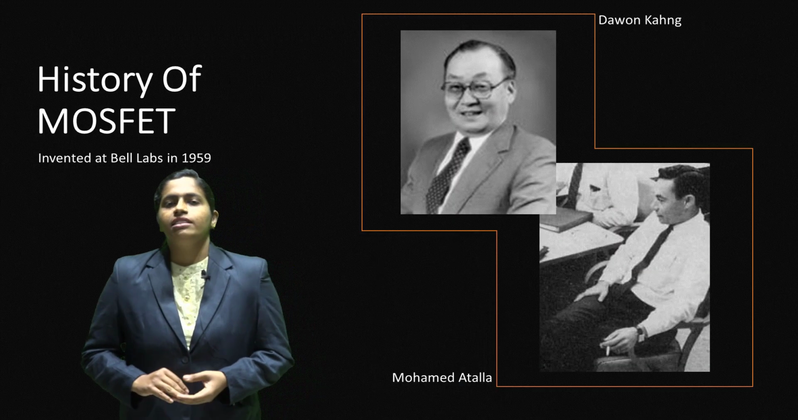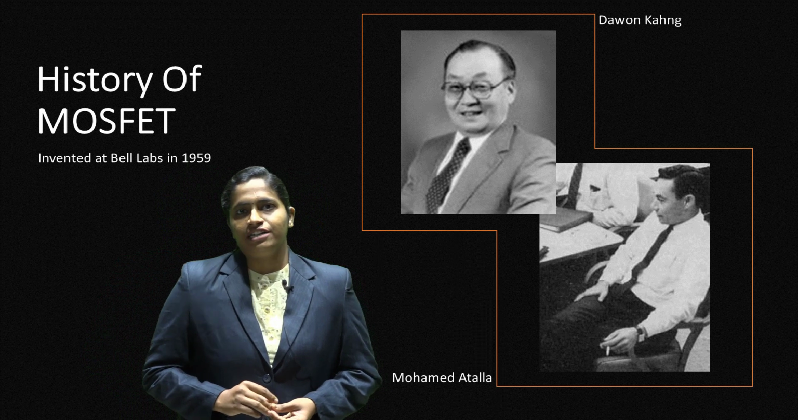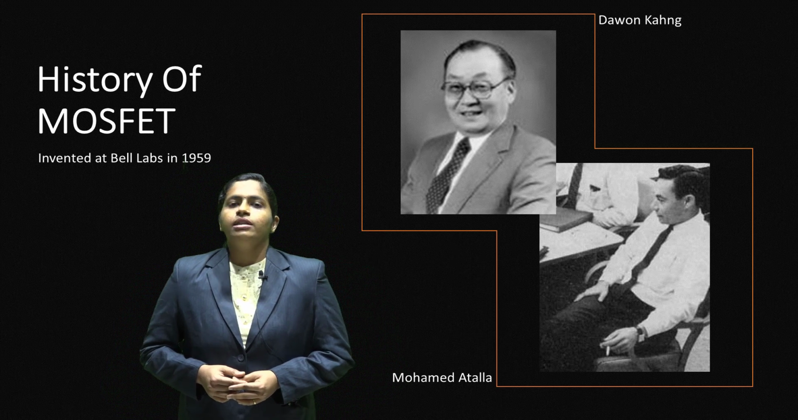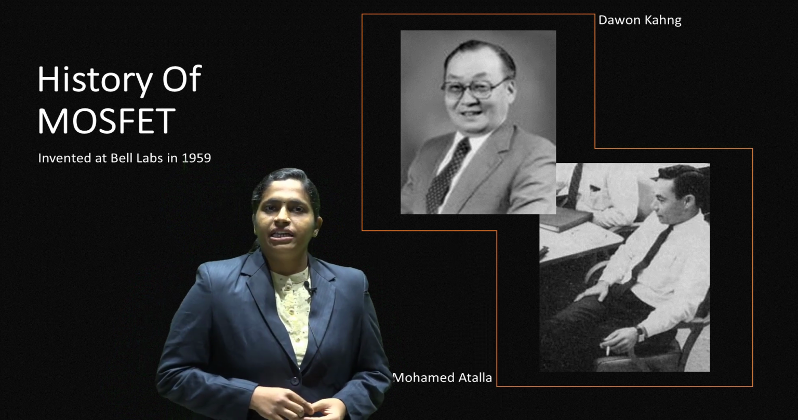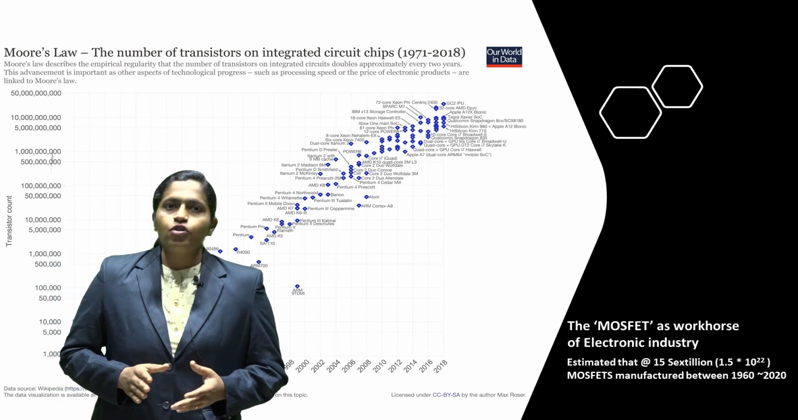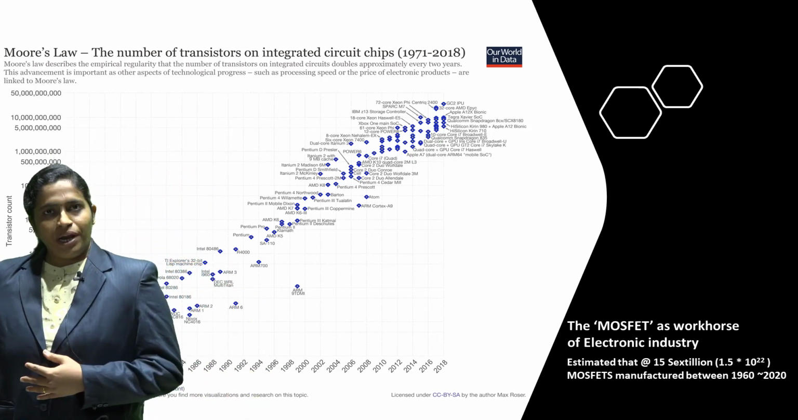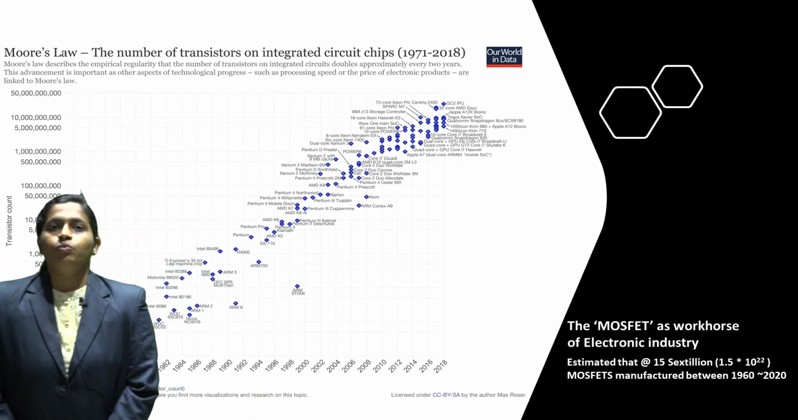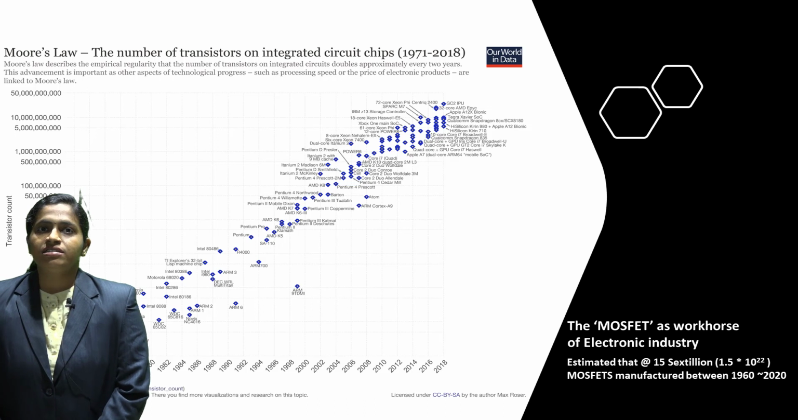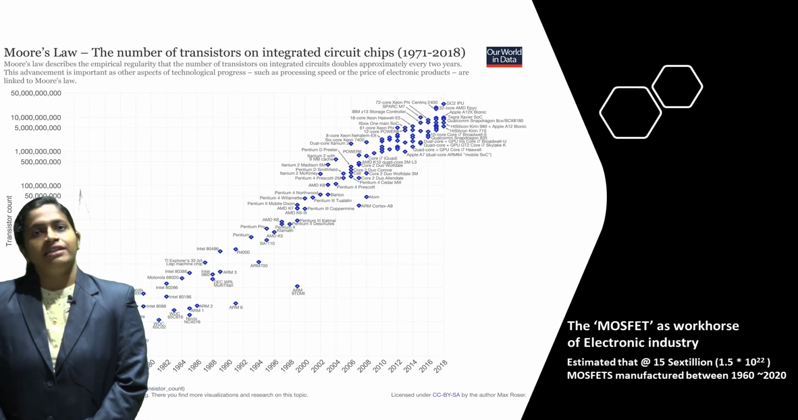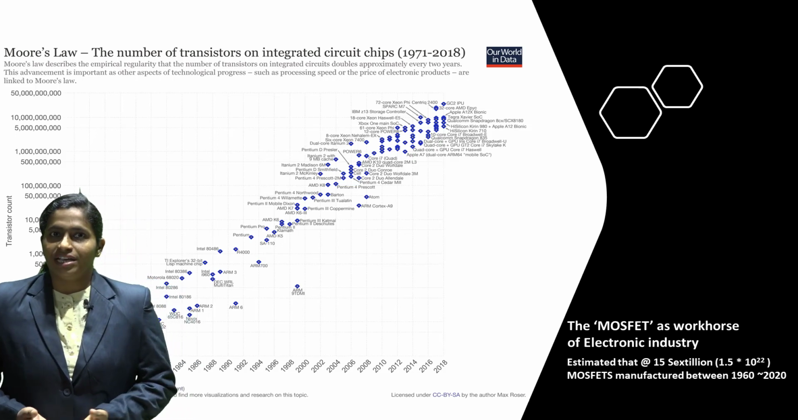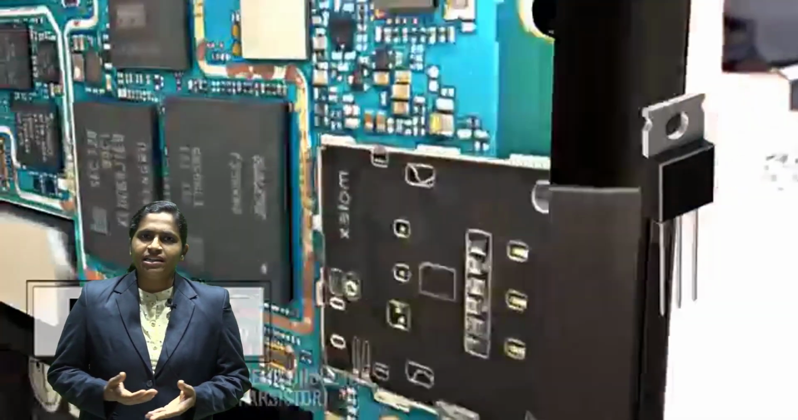Dear students, let us see the history of the metal oxide semiconductor field effect transistor. This MOSFET is also called a MOS transistor. The MOS transistor was invented in 1959 at Bell Laboratories. Approximately 15 sextillion, that means 1.5 into 10 raised to 22, MOSFETs were manufactured from 1960 till 2020. Now you understand, in every electronic gadget we are using this device, the MOSFET. Now let us see how this tiny device is constructed.